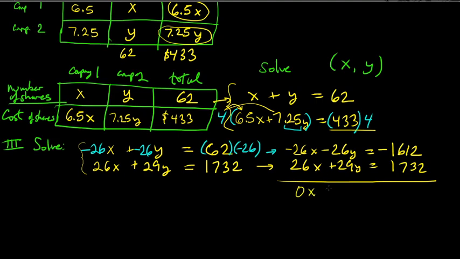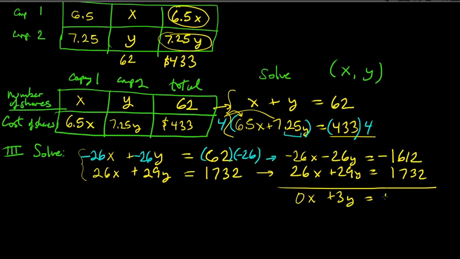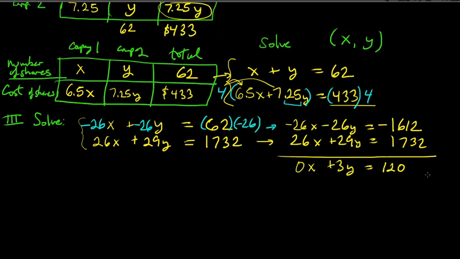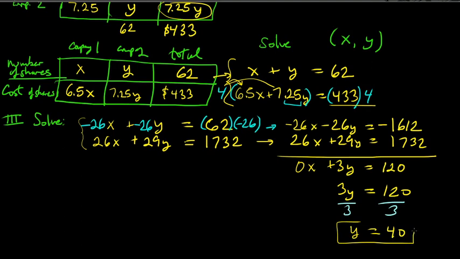You get 0x plus 3y equals, now I need a calculator for this. So 1732 minus 1,612, I get 120. And so we're almost done. 3 times y is 120. The opposite of multiplying by 3 is dividing by 3. And 120 divided by 3 is 40. Okay. So we're halfway done.